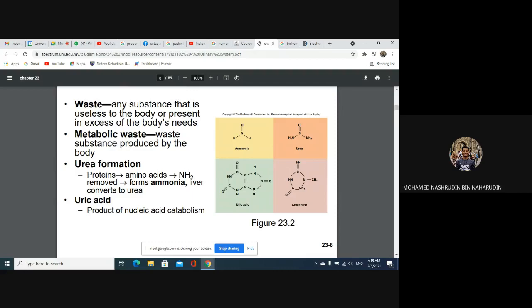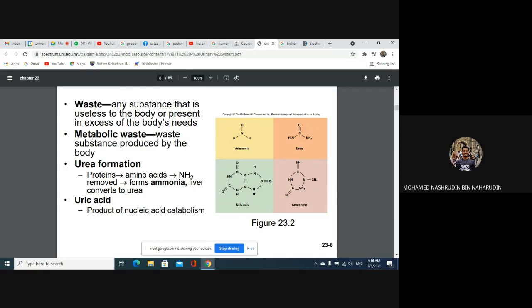So metabolic waste is waste substance that is produced by the body. This is the equation of urea formation: proteins, amino acids, and H2 removed, form ammonia, and then the liver converts it to urea. So this is the process of urea formation, a simplified version.